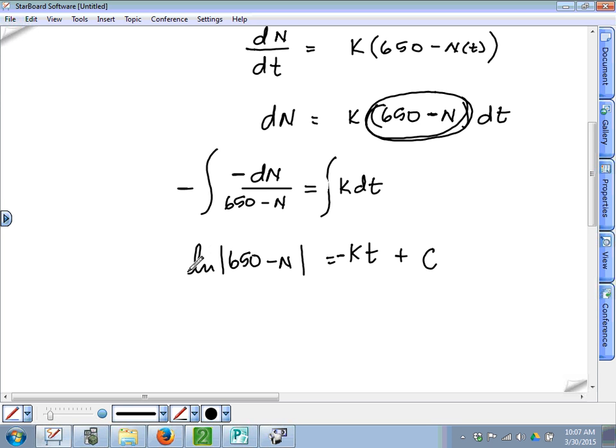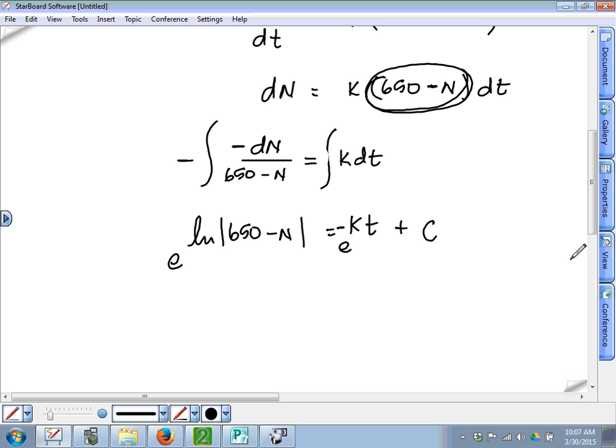Now how do we get rid of the ln? Raise e to it. What about negative kt minus C? Technically, yeah, but plus or minus a constant is the same thing. Remember, this is the same trick as last time. You're raising e to the whole entire thing as the exponent. You guys follow? Yes. So here we have 650 minus N equals e to the C times e to the negative kt. Remember, e to the C, what can we replace that with? That's just another constant C.